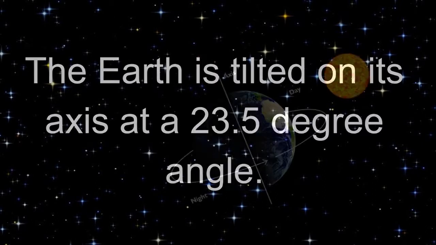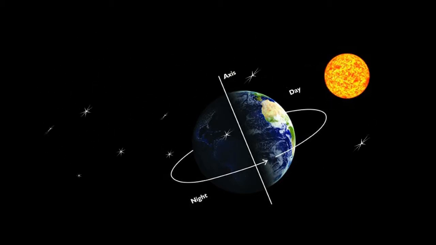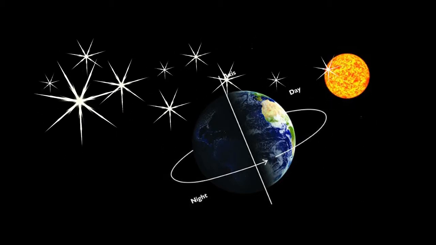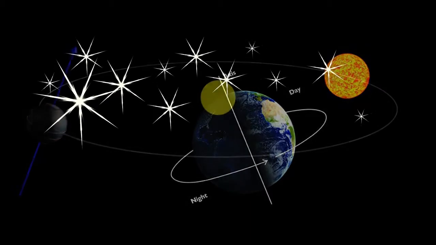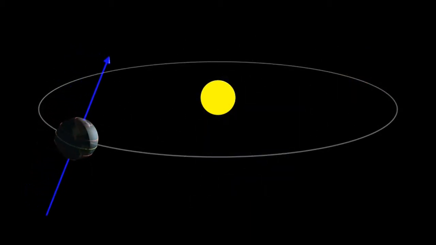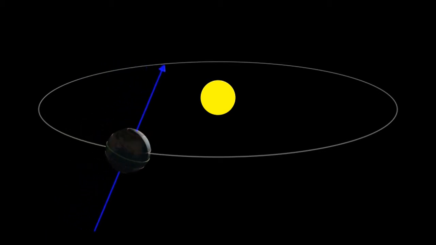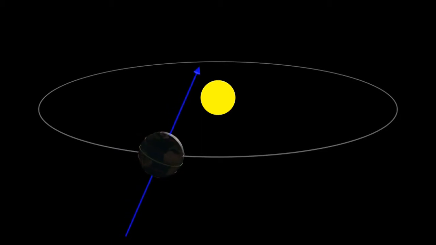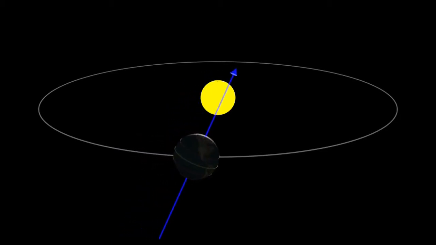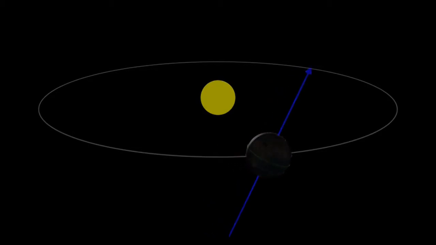So let's review. The Earth is tilted on its axis at a 23.5 degree angle. As the Earth rotates or spins, it faces the sun, causing us to experience day, and faces away from the sun, causing us to experience night. Now, let's look at a second motion of the Earth. While the Earth is rotating or spinning on its axis, it's also going around or revolving around the sun. Wow, that would make me dizzy.